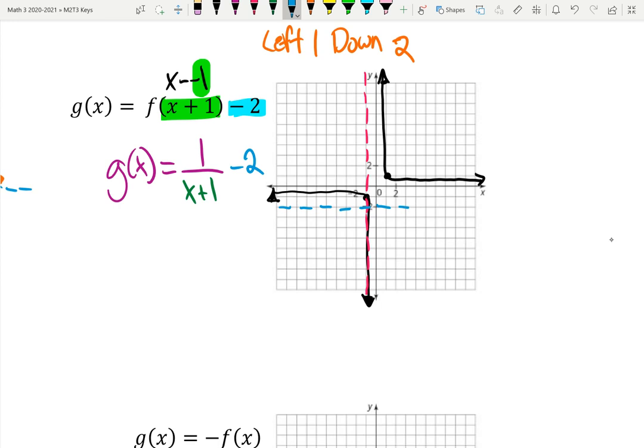This is going to enable me to frame the conversation. I move my critical points left 1 down 2, left 1 down 2. I'm only moving those points, and I'm able to sketch this out. Using my horizontal and vertical asymptotes as a frame, I'm able to give an approximation.